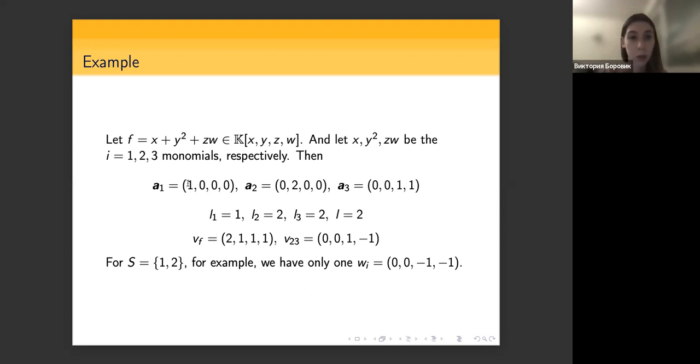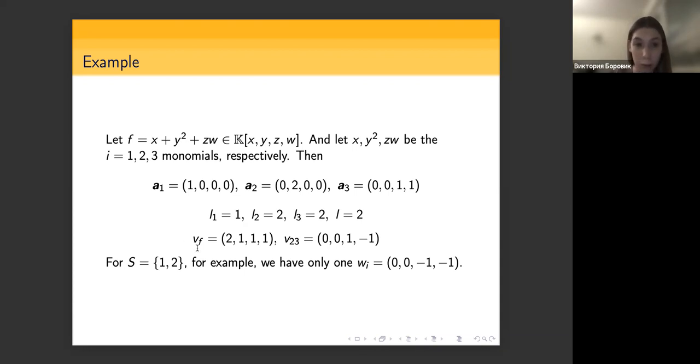So I can give a small example. If we consider a polynomial f, x plus y squared plus zw, it is disjointly supported, and we have such exponent vectors: a1 is 1 0 0 0, a2 is 0 2 0 0, and a3 is 0 0 1 1. So we can notice that L sub 1 is 1, it's just the sum of all coordinates. L sub 2 is 2. L sub 3 is 2 as well. And L, the least common multiple, is 2 as well.